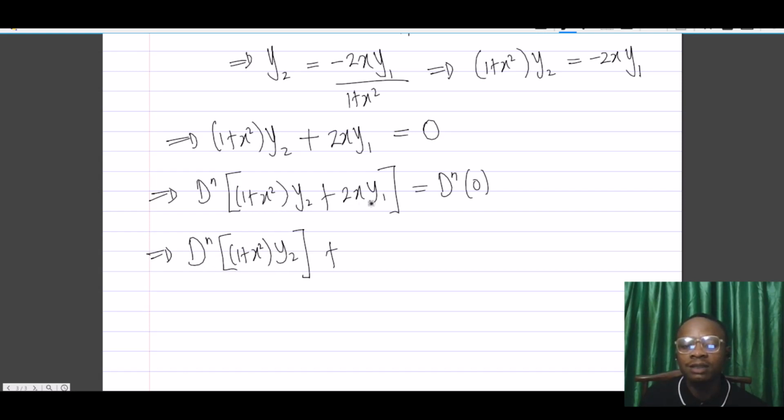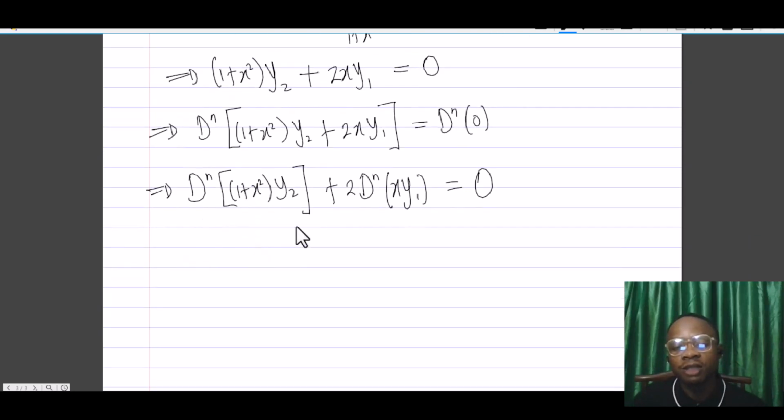That's why I'm just rewriting it. And for this also, we can move 2 out, but we have x, which is a function of x. We have y1, which is also a function of x. So we're still going to apply Leibniz formula here. But then let's write this out first. This will be 2 times the nth derivative of x multiplying y1. Then this will be equal to the derivative of this, whatever that is, 0. So now we've gotten to the point where we now take care of each of these expressions one after the other. So let's take care of what the nth derivative of this will be.